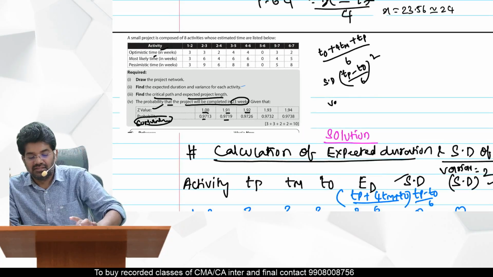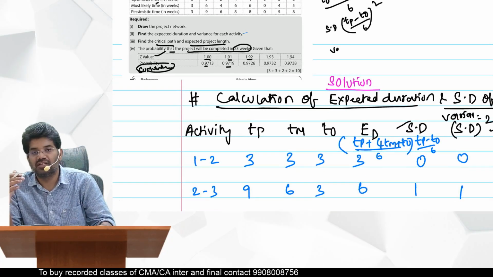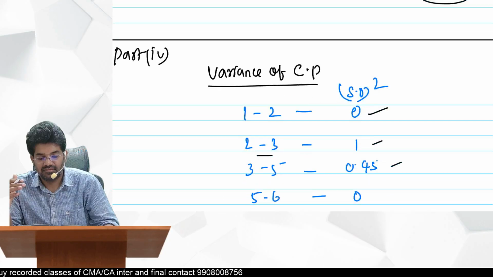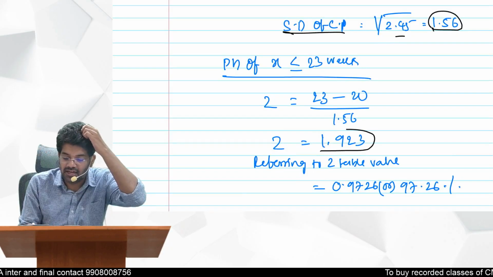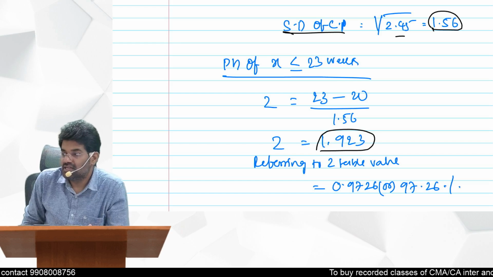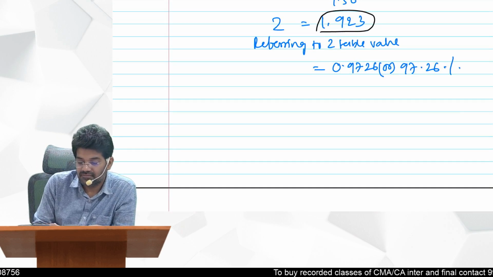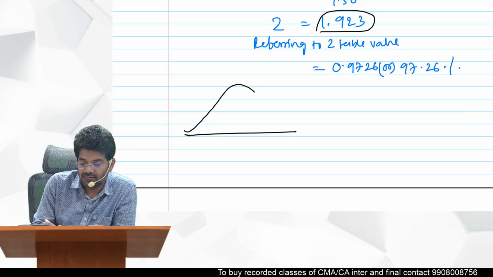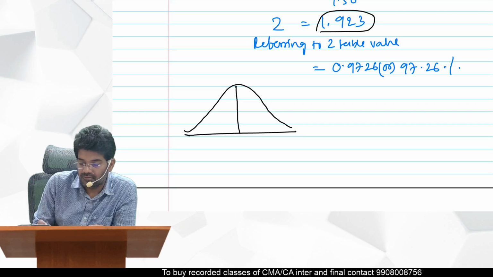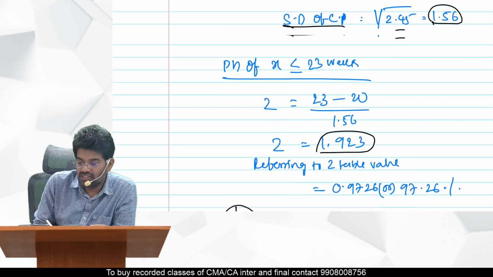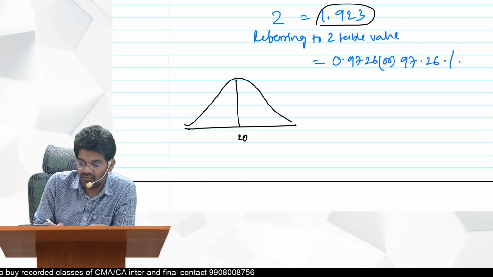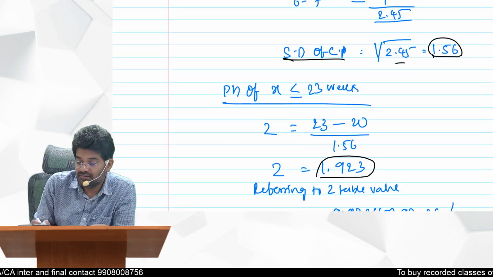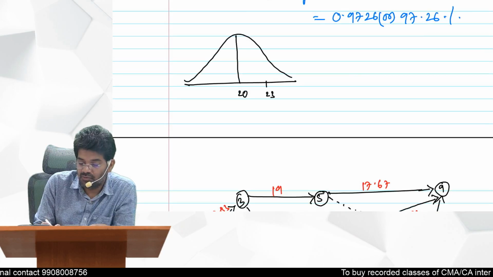So what is our x value here? 23. First, we should calculate the z value for that x. If you calculate the z value, you get 1.923. What is the estimated project completion? 20 weeks. They are now asking, what is the probability of completing within 23 weeks? This is what they want.